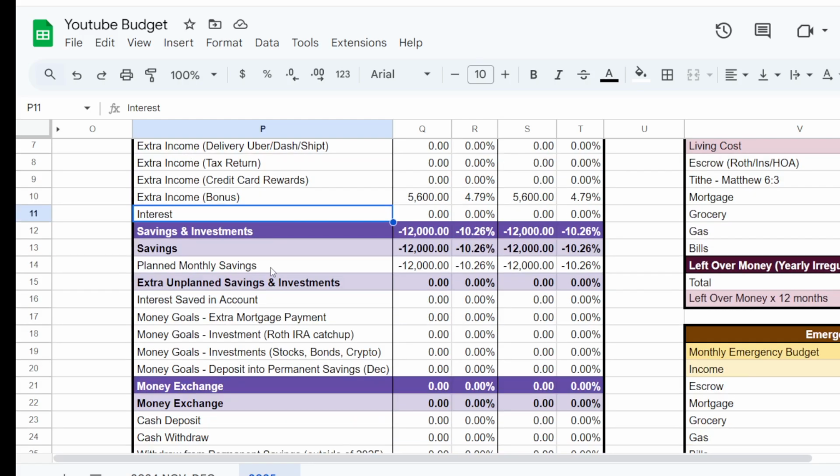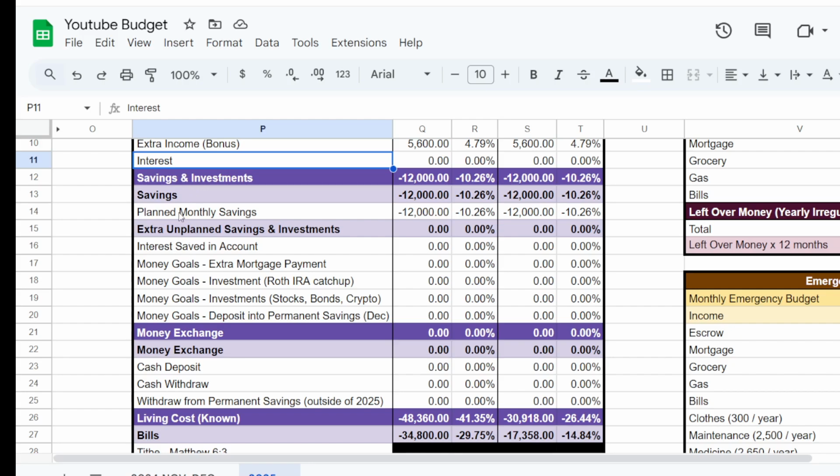So here we have my savings and investments. Every month I plan on saving $1,000, and if I have to use the money, I have to use it. But that should be about $12,000. And for any unplanned savings and investments, sometimes I get interest in my savings account and I don't touch that account at all, I just leave the interest in there. And this is where it's accounted for in this line item.